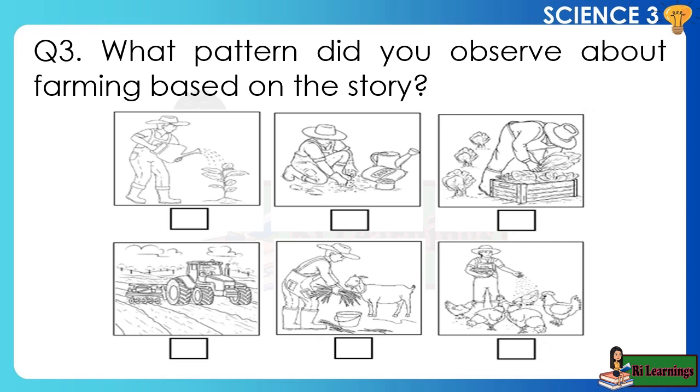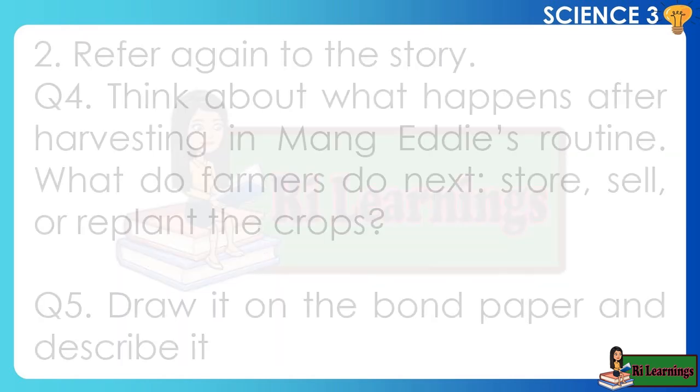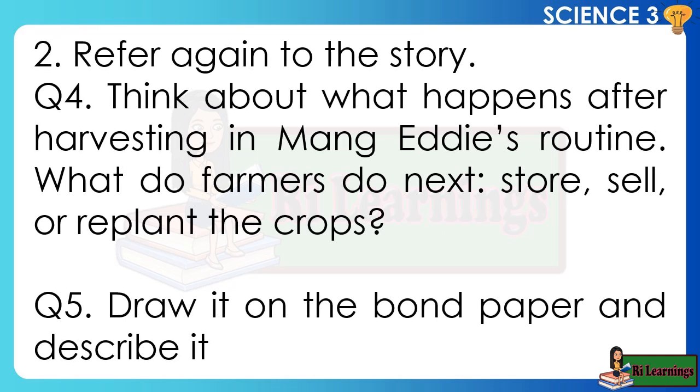What pattern did you observe about farming based on the story? Refer again to the story. Think about what happens after harvesting in Mang Eddy's routine. What do farmers do next? Store, sell, or replant the crops? Draw it on the bond paper and describe it.